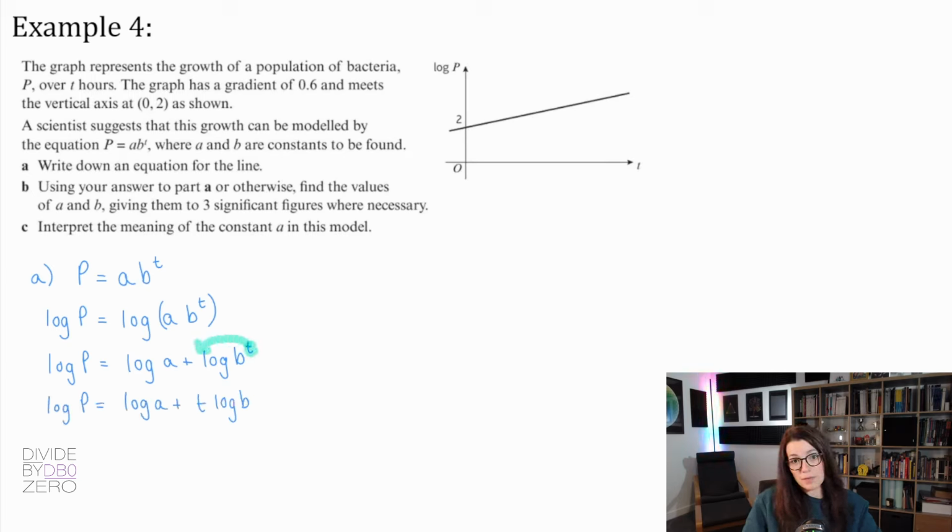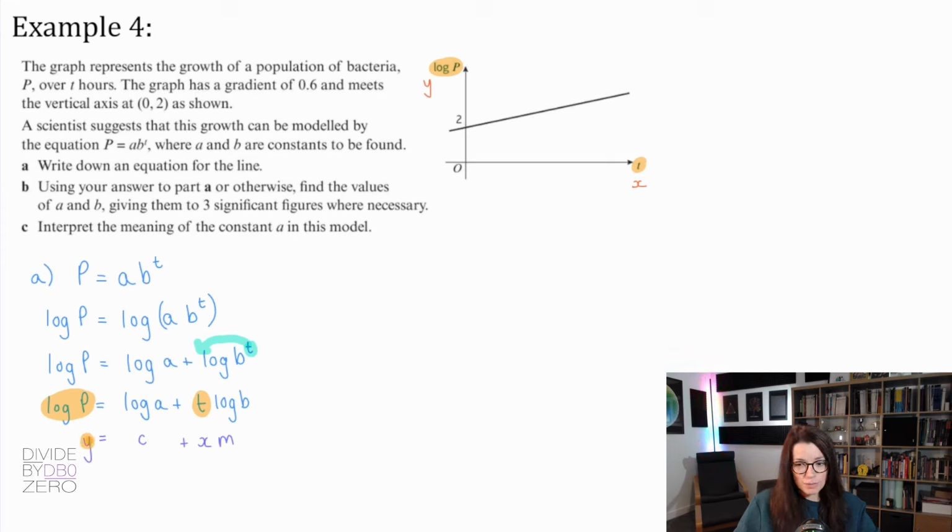Now, if we compare what we've got on the graph with that equation, we can see that we've got log P here and here, and this is usually where the y-axis is labelled. We've also got t here and t here, where usually the x-axis is labelled. This is showing us then that we could consider this to be y equals something plus x times something. And in fact, this is in the format of a straight line equation, because if we put c here and m here, this is just y equals mx plus c, but in a different format.